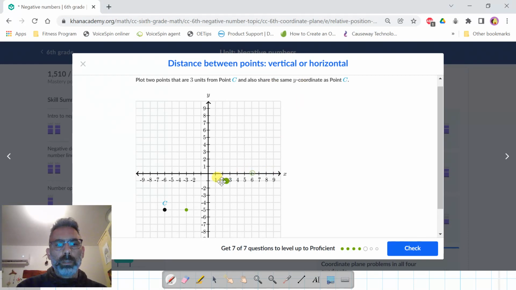And this will be the second. This is negative 9. And this is negative 6 on the x. So the distance on the x-axis is 3 units. And it has the same y coordinate, which is negative 5.